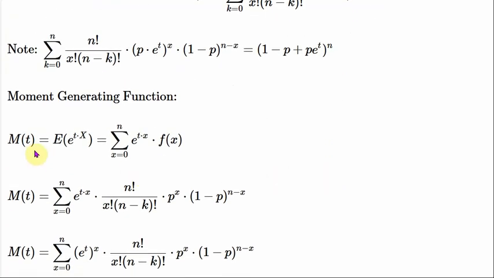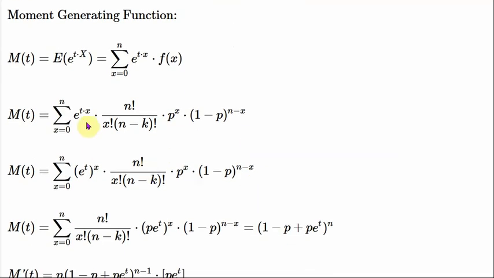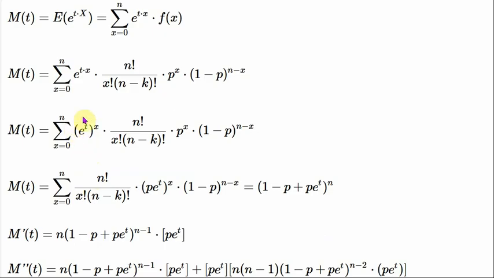The moment generating function is defined as the expected value of e to the tx, which is the infinite sum of e to the tx times the PDF f of x. And for the binomial distribution, this is the PDF. Right here, I'm rewriting this as e to the t to the x. And then I'm going to combine this term with this term. So we get p e to the t to the x.